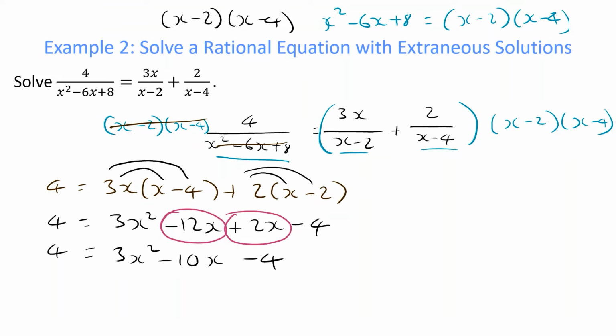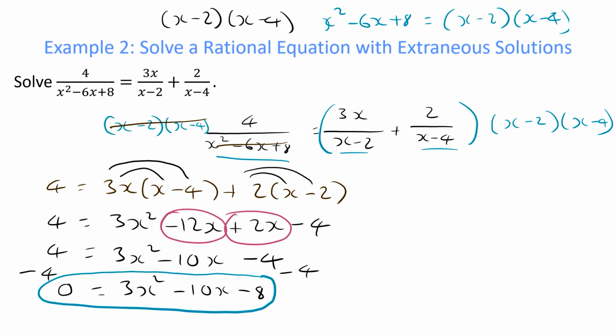What I will do next is I will subtract 4 from both sides, which will give me 0 equals 3x squared minus 10x minus 8, which is now a quadratic equation. Now we will solve 3x squared minus 10x minus 8, this time using factorizing method. So if I factorize these, I will have 3x plus 2 and then x minus 4 in the second bracket, which is equal to 0.